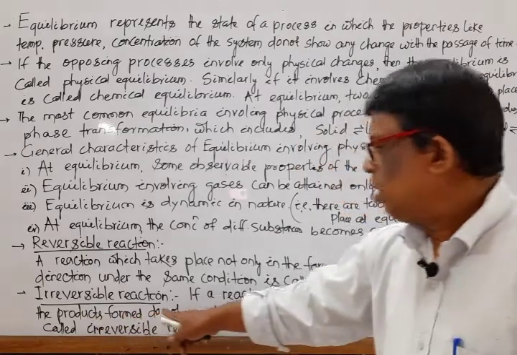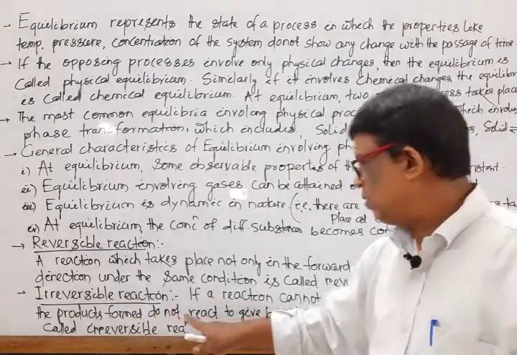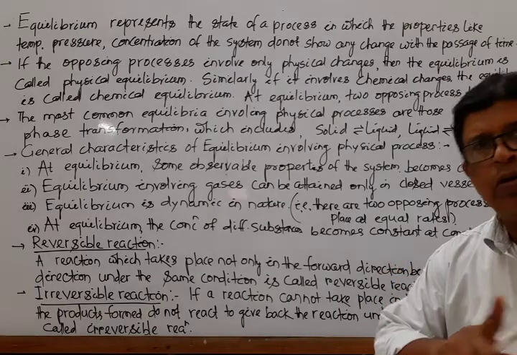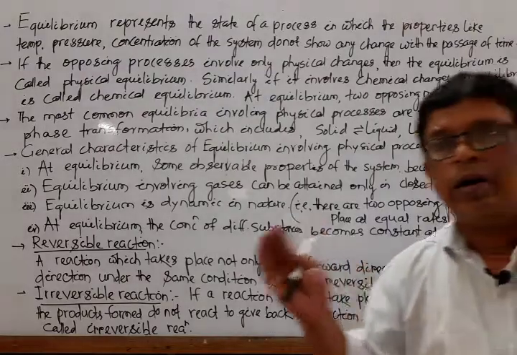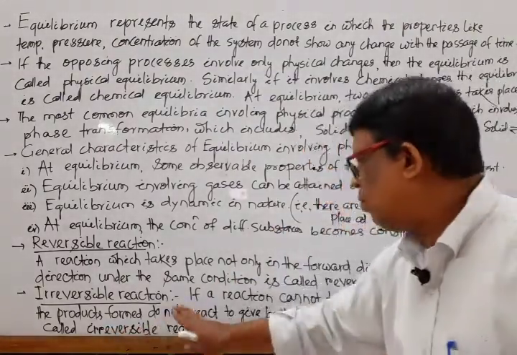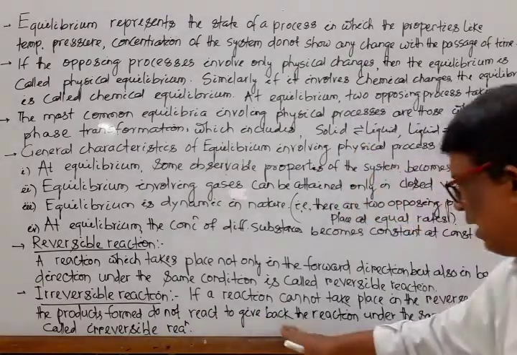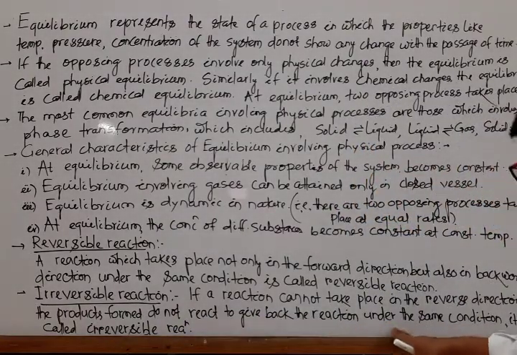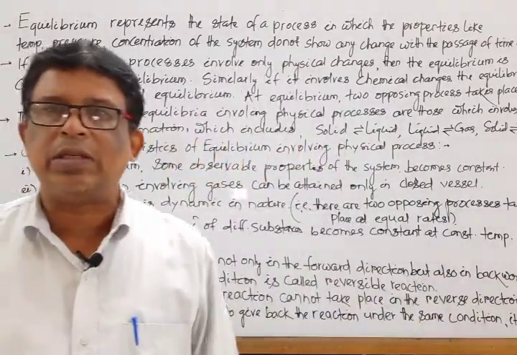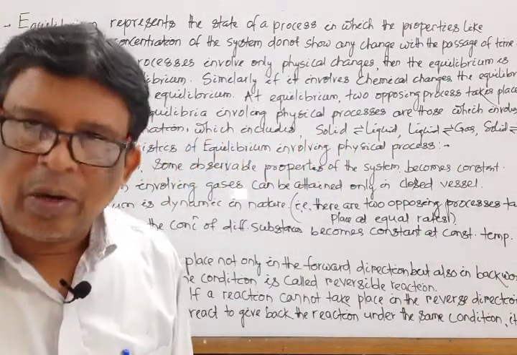Next, we go to not reversible or irreversible reaction. If a reaction cannot take place in the reverse direction, if it moves in only one forward direction and never reverses to the backward direction, that means the product once formed does not react to give back the original reactant under the similar condition of temperature and pressure, then it is known as an irreversible reaction.